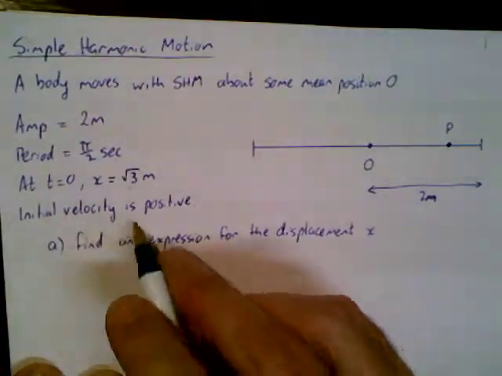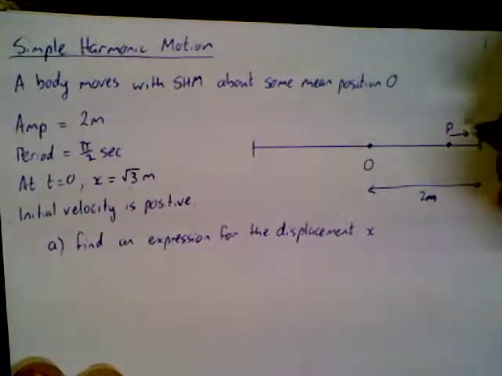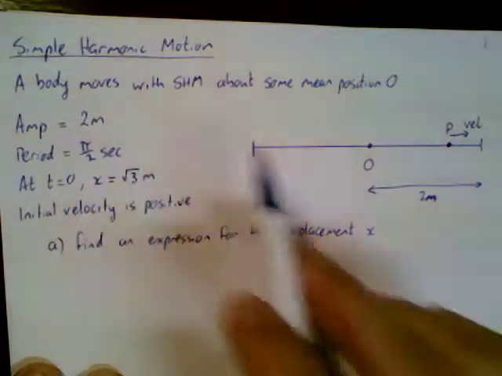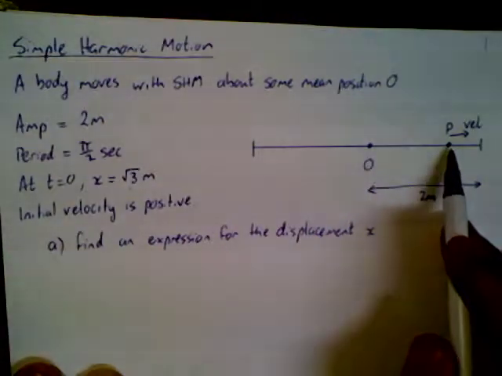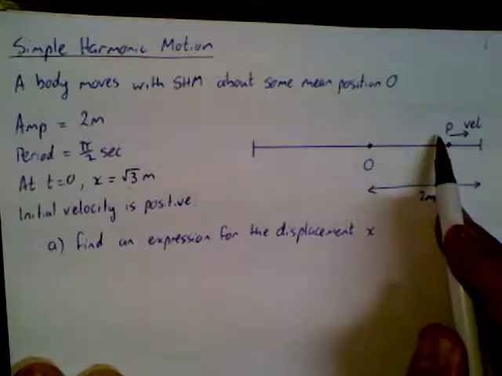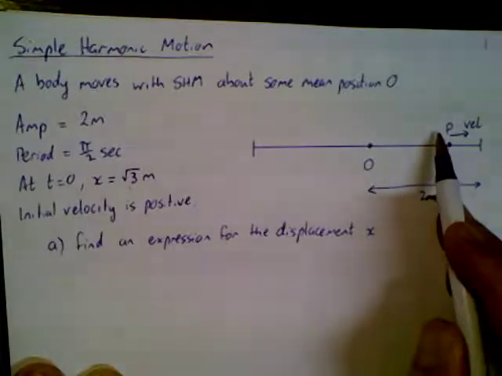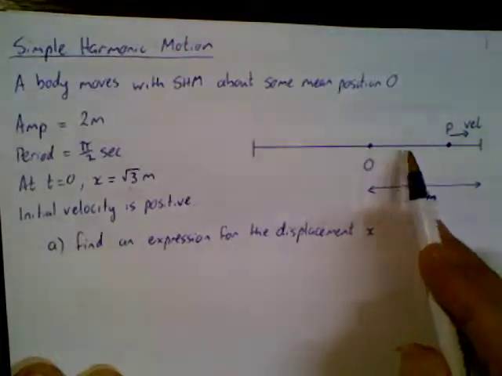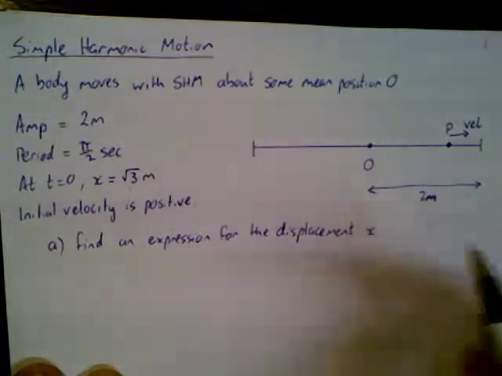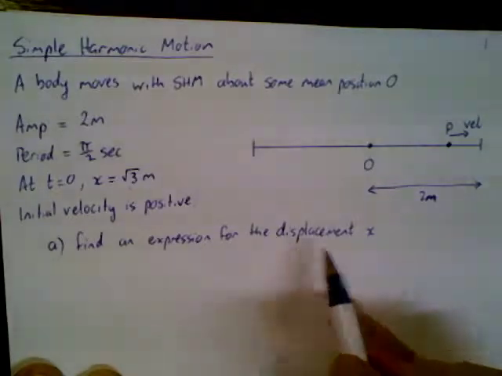It's moving with some velocity at this point. Also, it does tell you that initial velocity is positive, so going in the positive direction. There's our velocity. Remembering with simple harmonic motion as well, that wherever the displacement is, if that's a positive displacement, the acceleration is always in the opposite direction to displacement. So at this point here, acceleration is back towards the origin. There's an acceleration pulling that point back towards the origin. Okay, so what we want to do is find an expression for the displacement x.